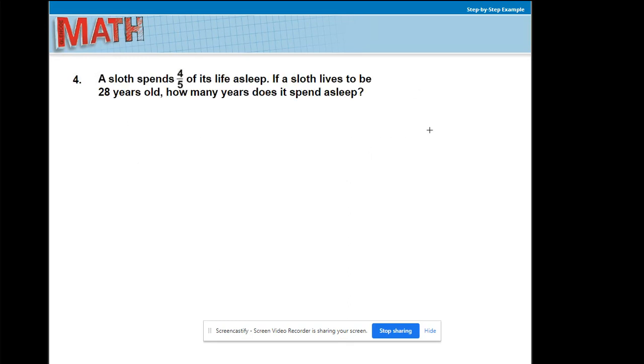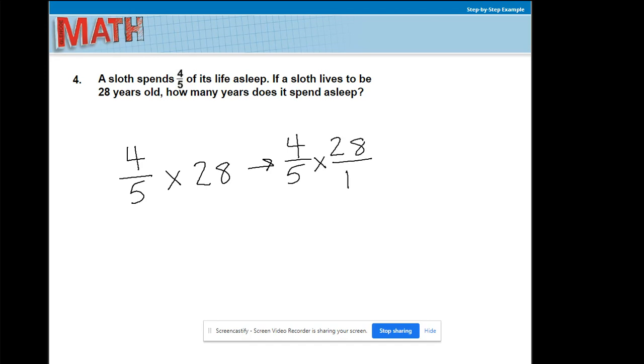So here's a word problem. A sloth spends 4/5 of its life asleep. If a sloth lives to be 28 years old, how many years does it spend asleep? So we're going to put these in order. So we have 4/5 times 28. Remember, when we have a whole number, we have to put it over 1. So I'm going to rewrite this problem as 4/5 times 28 over 1.